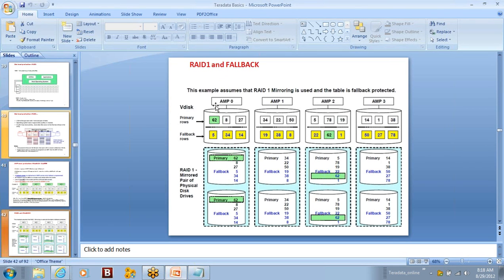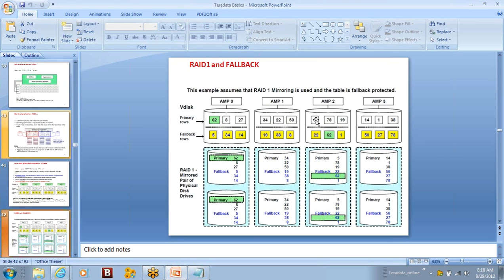Okay, so if the AMP failed, can I get the data back? Yes, I have the data protection implemented at the AMP level called fallback cluster, so I can still retrieve my data from the fallback sections of other AMPs within the cluster. Okay, so 62 can be accessed from here, or 8 can be accessed from here, 27 can be accessed from here, so I am still able to access my data even though one AMP failed. Okay, so by now we have seen 3 disks failed within the same cluster at the same time.